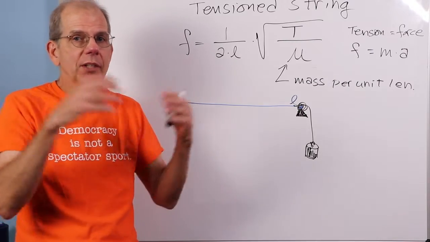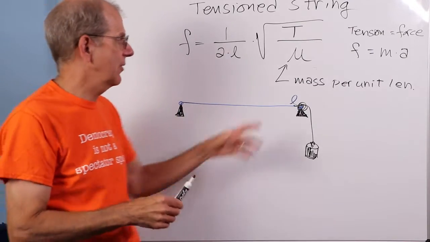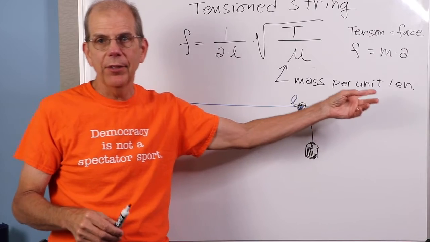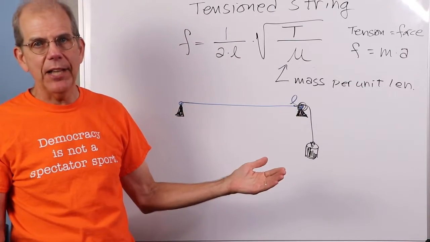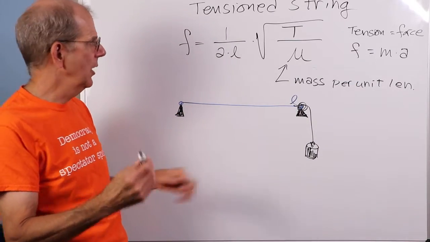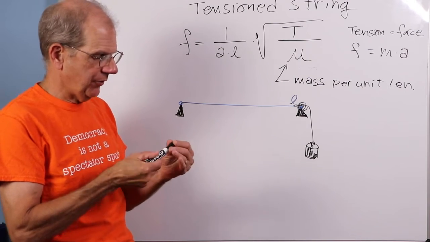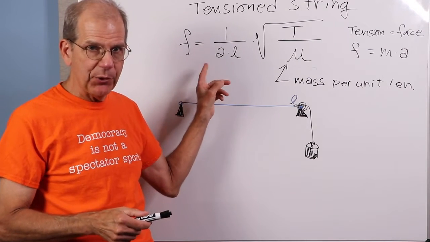So, if you increase the diameter, you're necessarily increasing the mass per unit length. But again, those other factors have to be the same. All right? And that's how we figure out what this frequency is. This is the fundamental vibratory frequency.